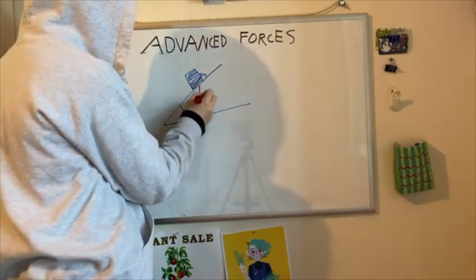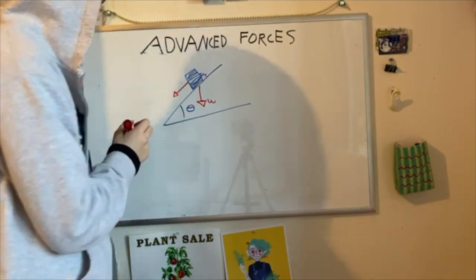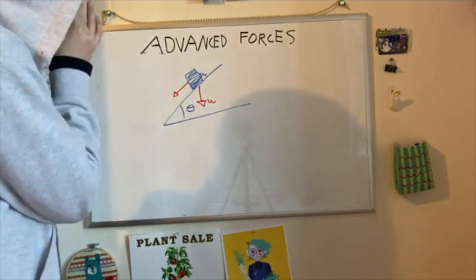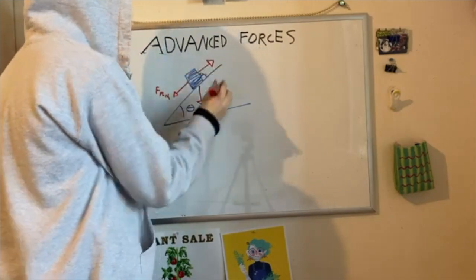I'll draw on it as if it's a free body diagram. We have a weight, it's going straight down. We have the force, push force, and it is going parallel to the ramp. He's pushing it down the ramp. We have friction, kinetic friction, which is also parallel to the ramp.